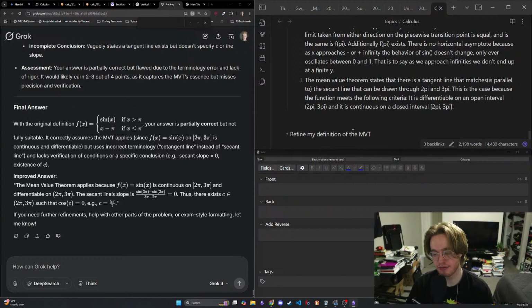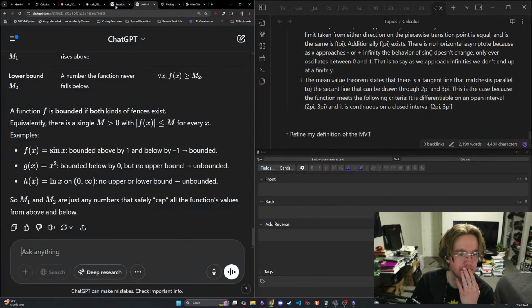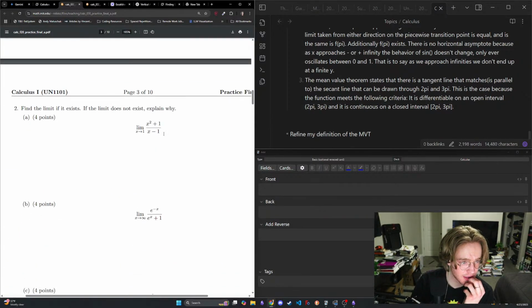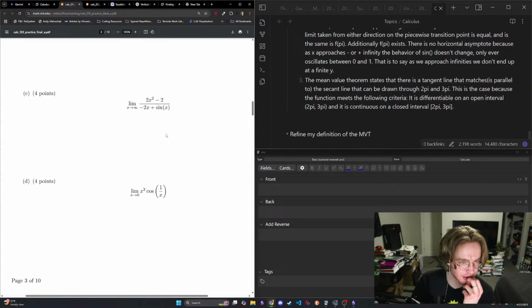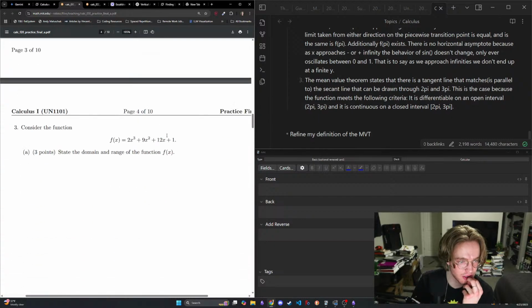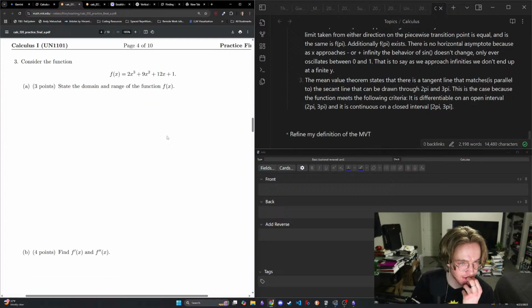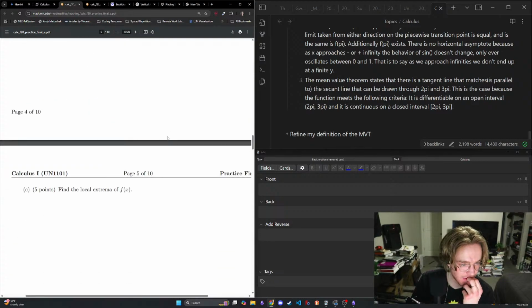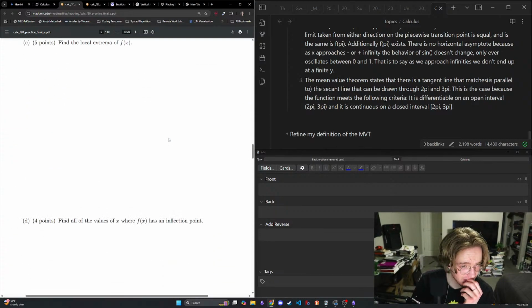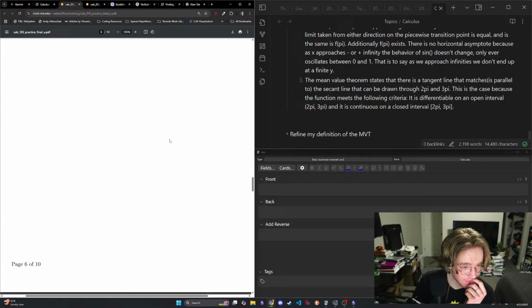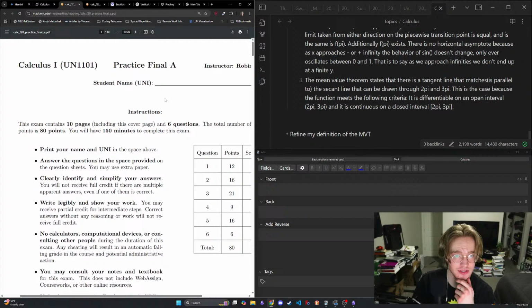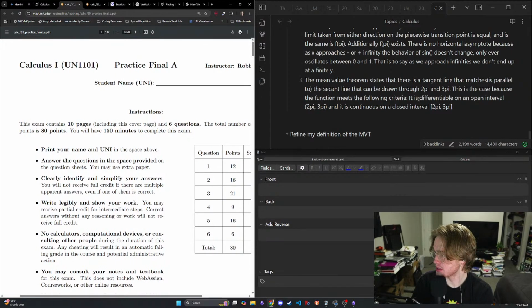Okay, so I'm going to refine my definition. We're going to be ending here soon, but I'm going to refine my definition of the mean value theorem for next time. And then we're going to hop on to the next question. I feel like these next questions will probably be quicker. Yeah, we'll see. Cool. I will see you guys next time.